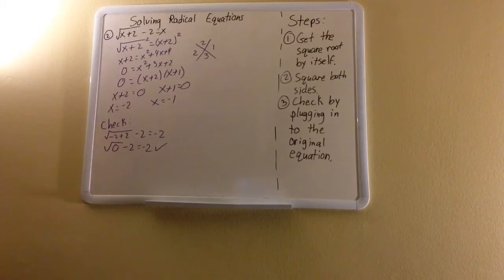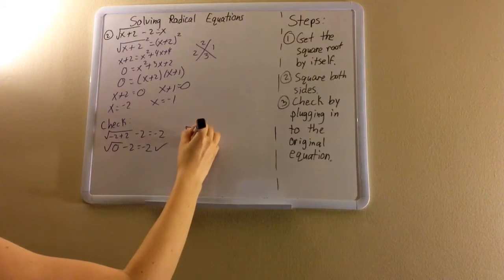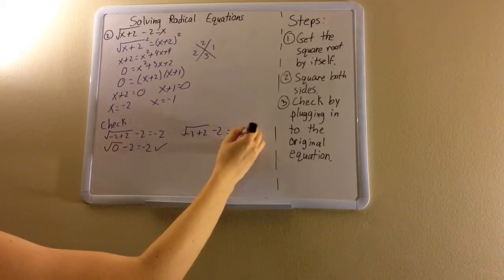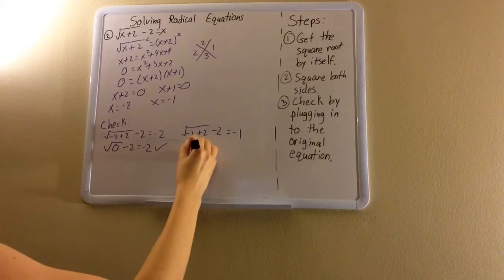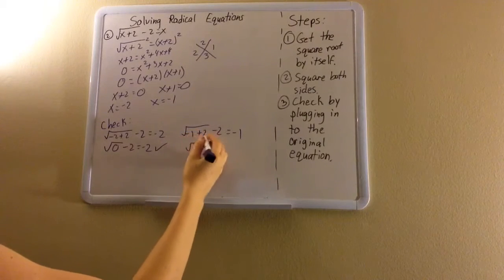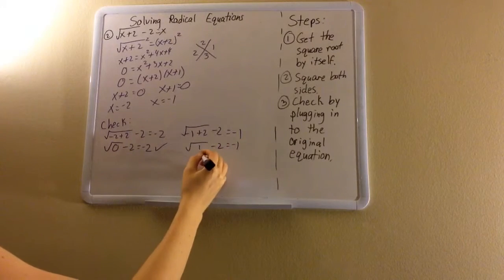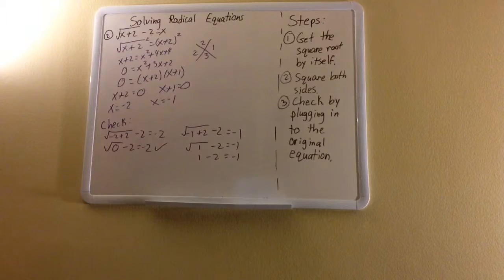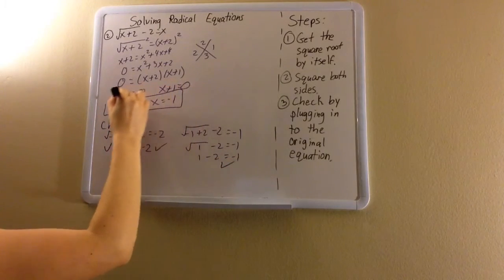And I'm going to do the other one. So I'm going to get the square root of negative 1 plus 2 minus 2 is equal to negative 1. So from here I get the square root of, that's going to give me positive 1 minus 2 is equal to negative 1. This means 1 minus 2 is equal to negative 1. This is also correct. So they both ended up working out.